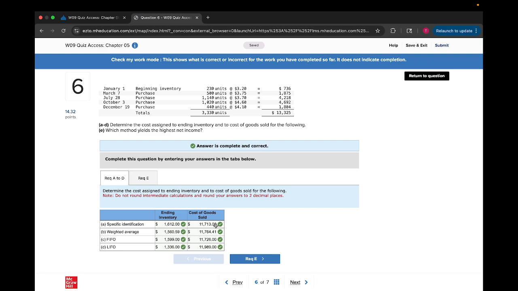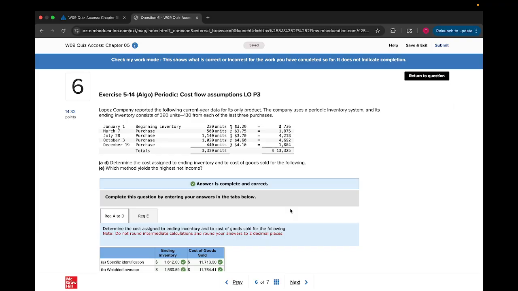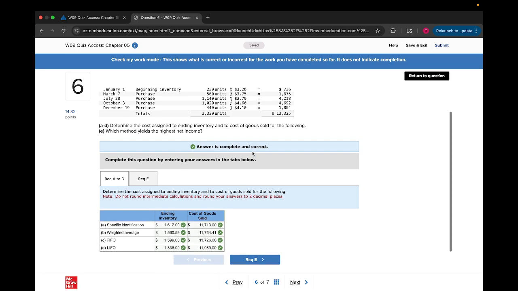Moving on to weighted average. The idea of this is we need to calculate one average cost per unit for all available units during the period, and then we need to apply it. In order to calculate the average cost per unit, what we learned is that it is total cost divided by the total units. So we have 13,325, and we divide that by 3,330. Given that, it gives us kind of a weird number that goes on for a long time. It's 4.0015015, and it just keeps going.